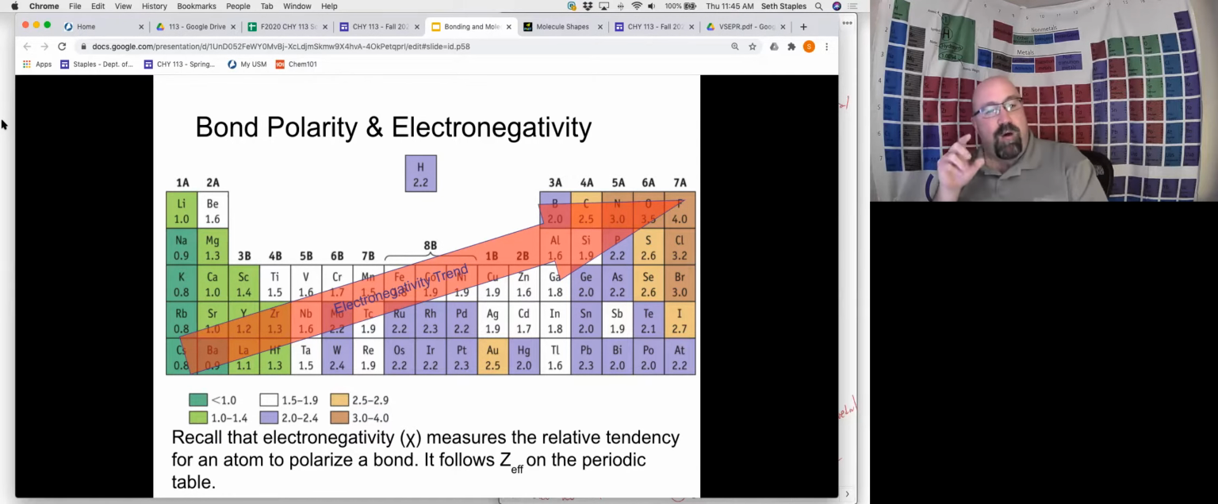Now, it turns out that a lot of the properties of these molecules are determined by the shape. But the other thing that's going to play a huge role is the electronegativity difference between the different atoms.